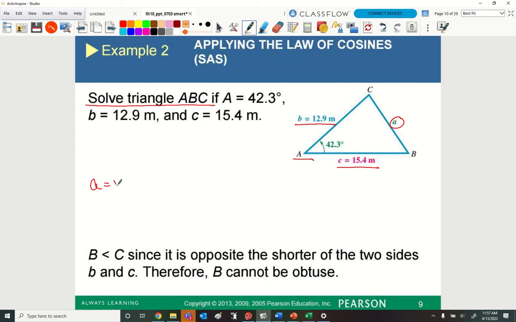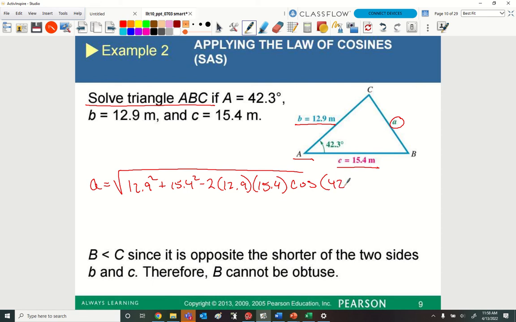So little a is equal to the square root of 12.9 squared plus 15.4 squared minus 2 times 12.9 times 15.4 times cosine of 42.3 degrees. And make sure all that's inside my radical. I know I might be going a little bit fast on this, but you have a pause button.